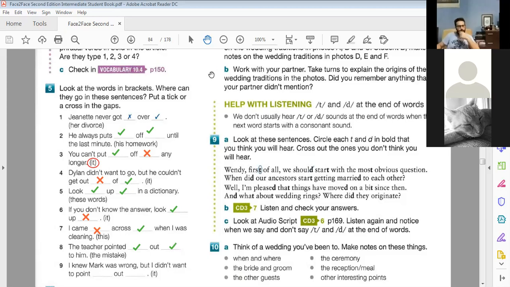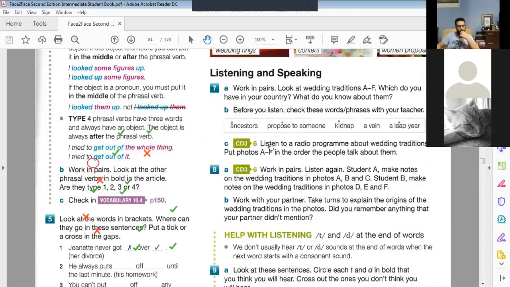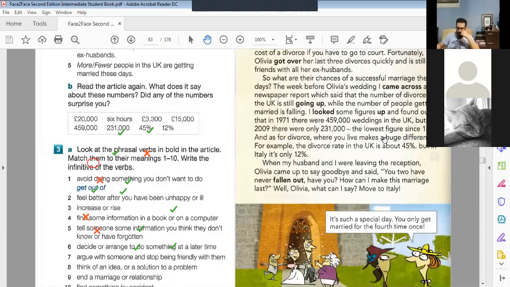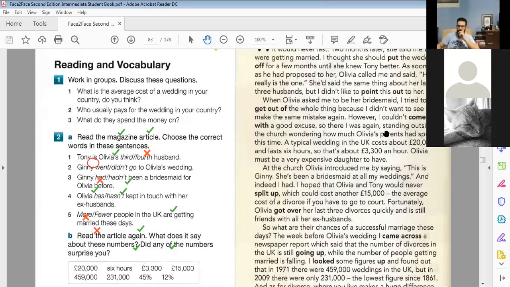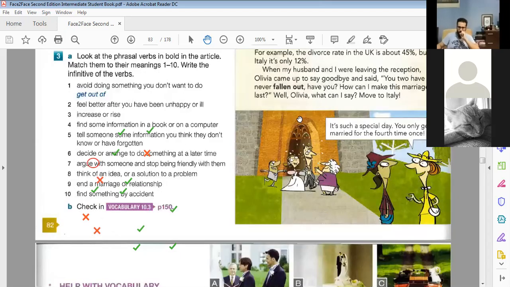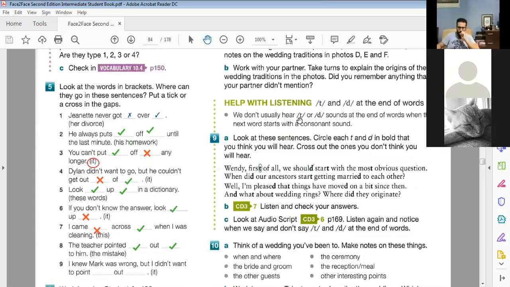Pointed out, but is it separable or inseparable? I can't remember. I think you're right, but how did they use it? Point out. You're right. Nice. Yeah, so it's a noun, the mistake, so it's flexible. Yes, correct. Last one, Brian. I knew Mark was wrong, but I didn't want to point it out. Can you do it the other way around? Can we say point out it?